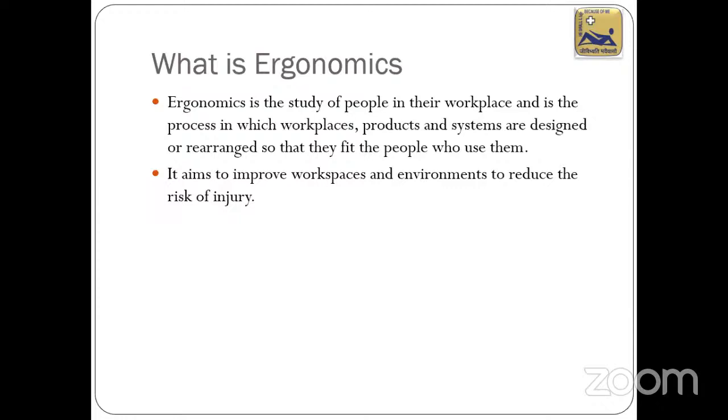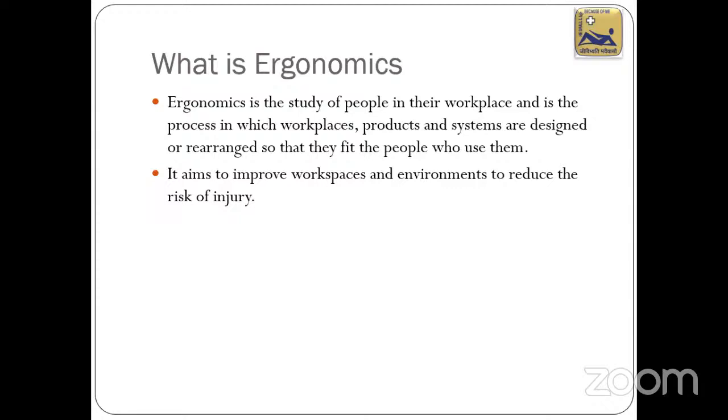I hope many of the students will know what we mean by ergonomics. It's a science of two words. Ergon means work, and nomos means laws. It's a study of people in their workplace, a process in which workplaces, products, and systems are designed or rearranged so that they fit the people who use them. So mainly how people get adapted to their workstation and the environment where they are working. Mainly, ergonomics aims to improve workspaces and environments to reduce the risk of injury.